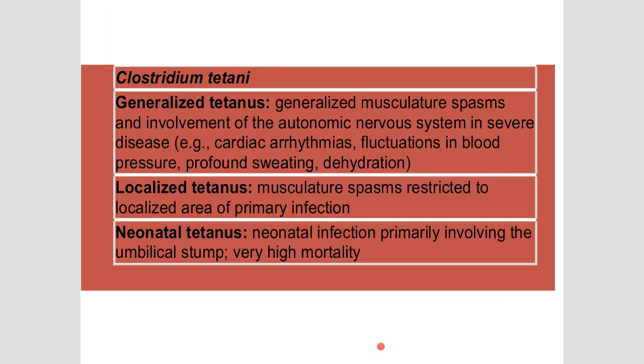Okay? And the worst form of that is if you cut the umbilical stump of the baby with a non-sterile knife or scissors, the babies will have neonatal tetanus. And that has had a very high mortality in some of the underdeveloped countries where they don't have a clean knife or clean scissors to cut the umbilical cord after birth.